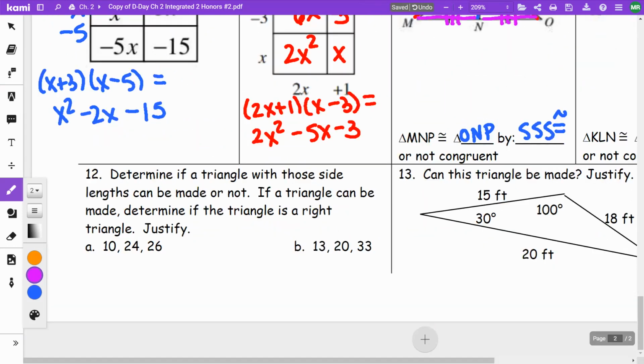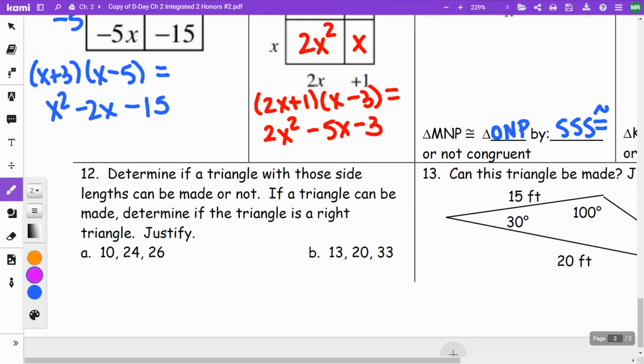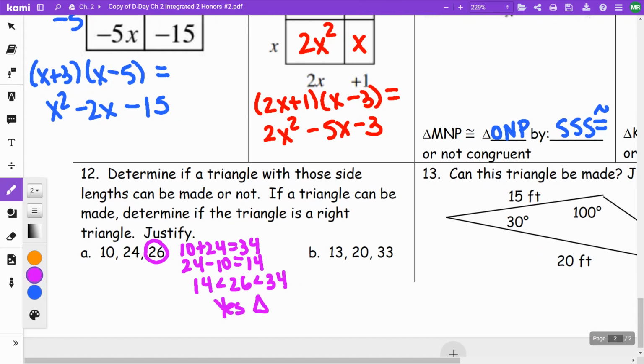On 12, determine if a triangle whose side lengths can be made or not. And if so, determine if the triangle is a right triangle, justify. So what I want to do first is, let's just say I take this 26. Is that acceptable? So I'm going to take 10 and 24 and add them and get a 34. I'm going to subtract them and I'm going to get a 14. And 26 is in between those. So 14 less than 26 less than 34. So yes, triangle.